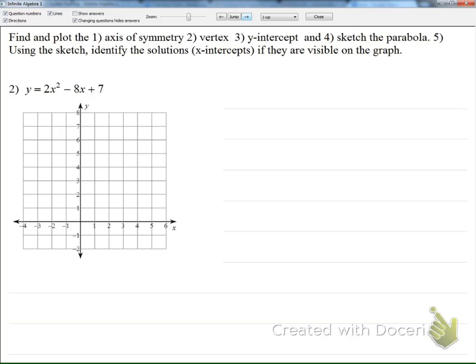Okay, we're looking at problem 2. If you haven't done it already, you can push pause and give it a try as far as you can get. I'm going to go over the answers and you can push pause along the way if you need some time to write some things down.